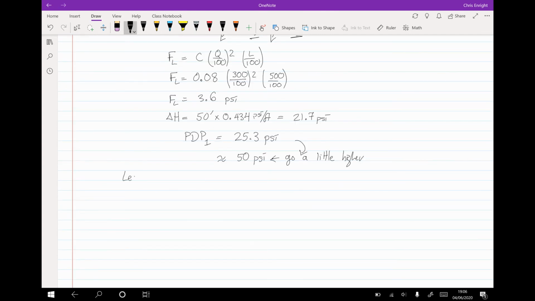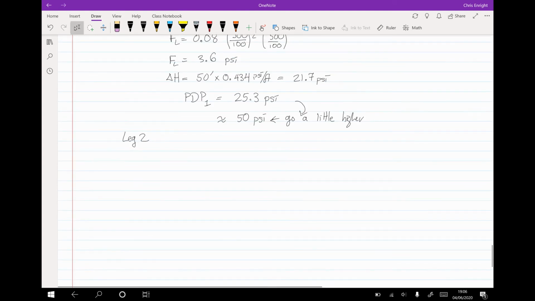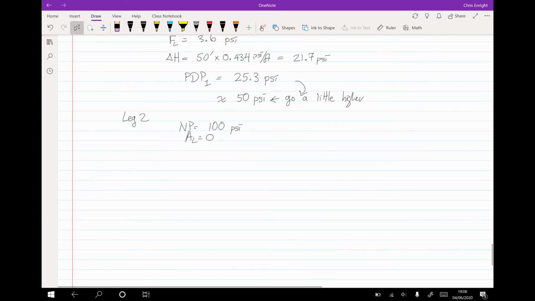So leg 2, this is going to be the attack engine and what it has to do. So nozzle pressure for the attack engine is 100, because it's a fog nozzle again, as always. Any appliance loss here? No. Let's look at friction loss. It's 250 feet of something at 30 per 100, so 75 PSI there.